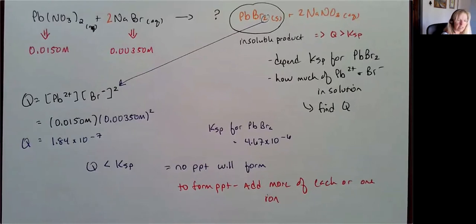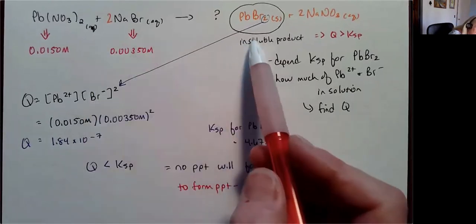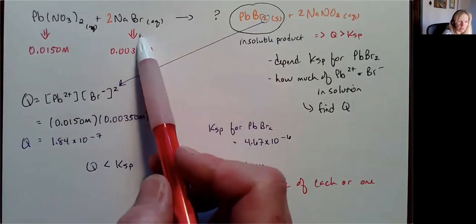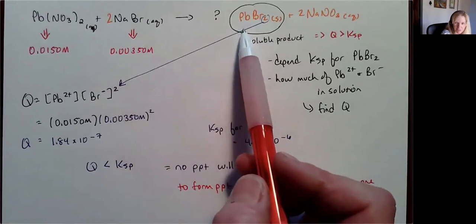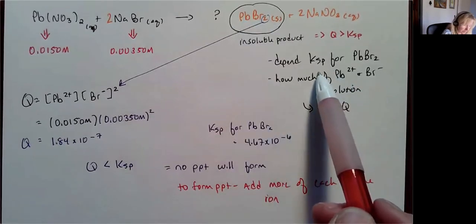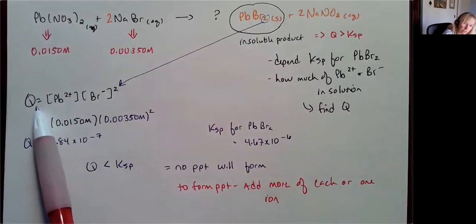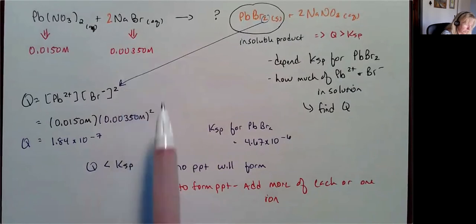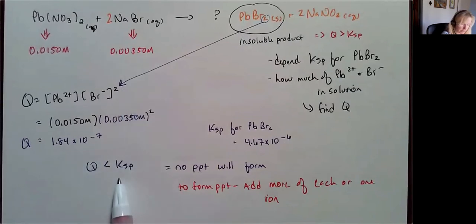So for these selective precipitation reactions, first off, figure out what your solid is. If I take these two solutions and mix them together, what is the potential solid that's going to be formed? Look up the KSP for that, then find your Q based on your initial concentrations of those solutions, then compare your Q and your KSP, and that's going to tell you if a precipitate is going to form or not.